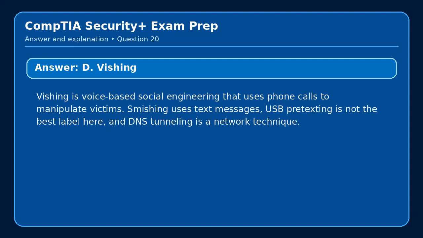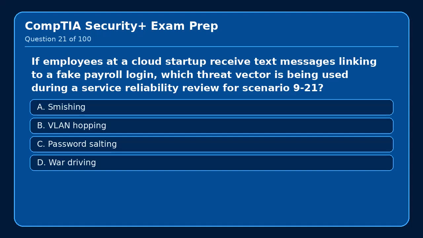The answer is A. Smishing. Smishing is phishing delivered through SMS or text messaging. VLAN hopping and war driving are network attacks, while password salting is a defensive storage technique.